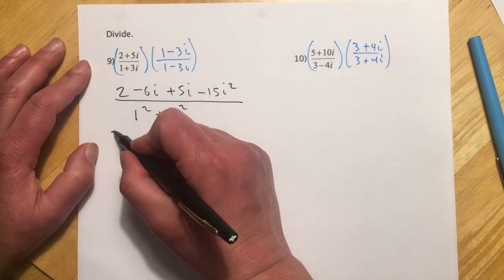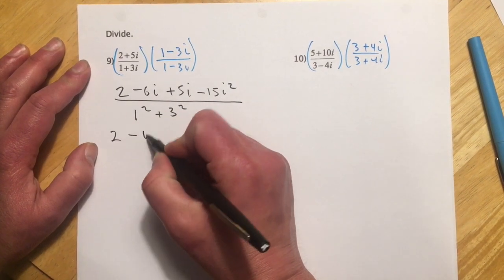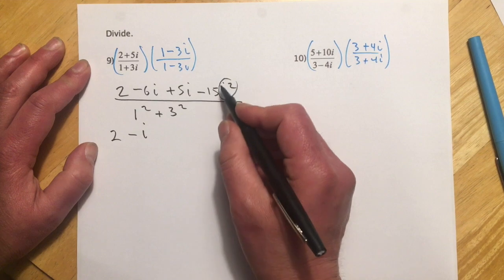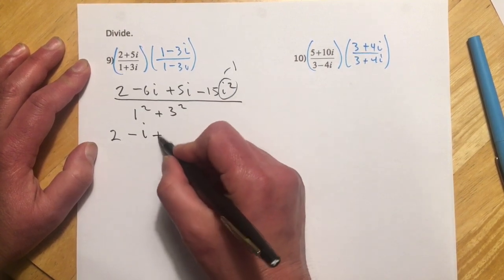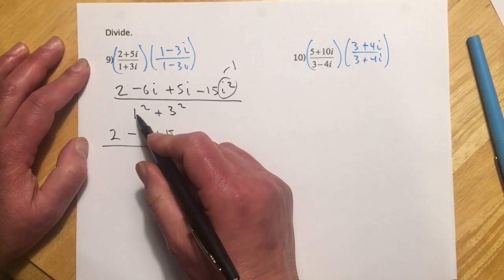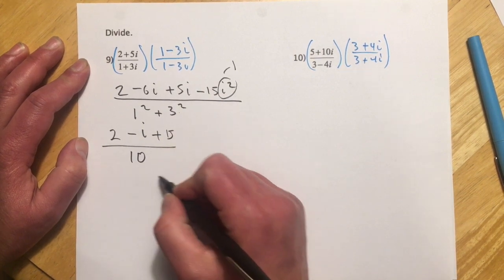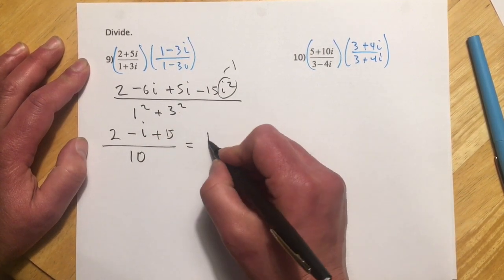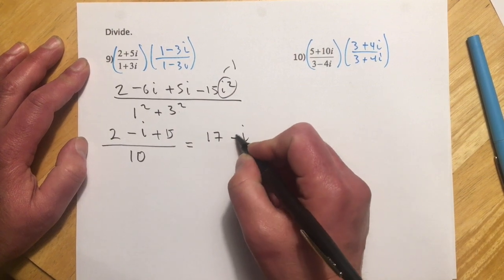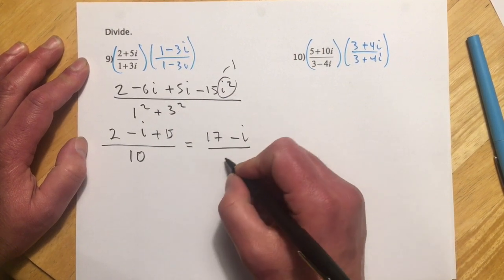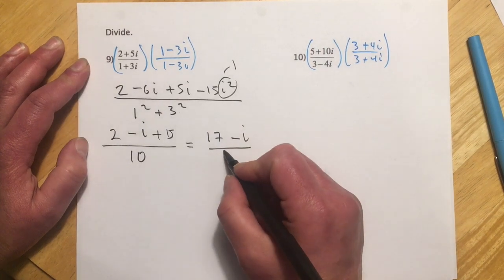Cleaning all this up, I got 2 minus i, and then this is negative 1, so that makes that positive 15 over 1, and this would be 9, so that'll be a 10 down there. And 2 and 15 makes 17 minus i over 10.